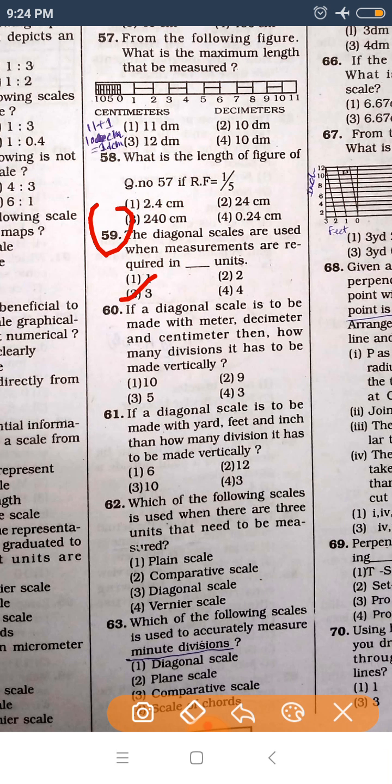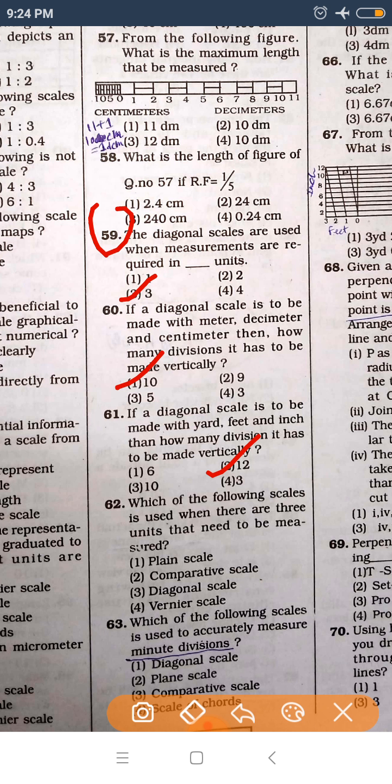Question number 60. The diagonal scale is to be made with meter, decimeter and centimeter. Then how many divisions have to be made vertically? Answer will be A, because 10 centimeter equal to 1 decimeter. Question number 61. The diagonal scale is to be made with yard, feet and inch. Same as question number 60. Answer will be 12, because we know 12 inch equal to 1 feet.